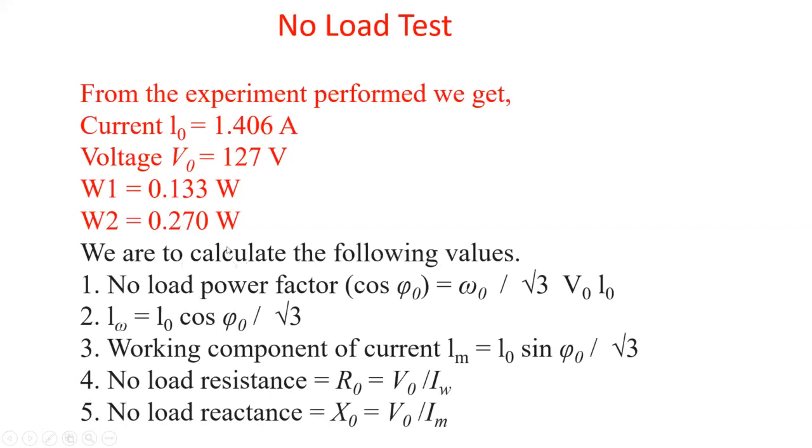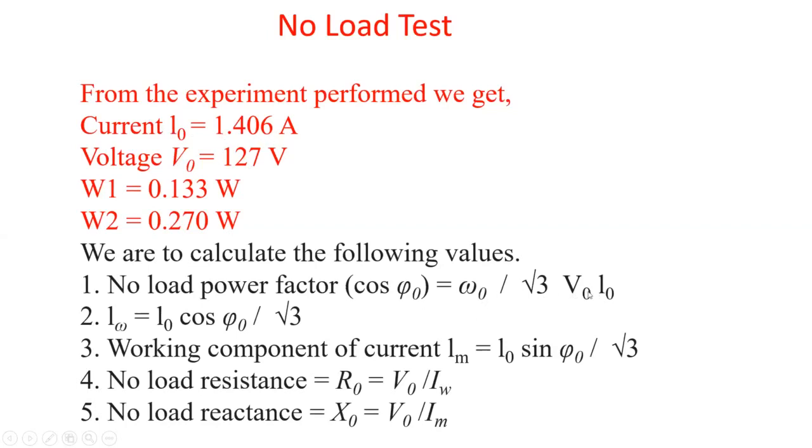What parameters will I be calculating from this? No load power factor. The no load power factor is given by cos phi 0, where cos phi 0 you can calculate as W0 divided by root 3 V0 I0. What is W0? W0 is the sum of these two wattmeter readings. So W1 plus W2 will be W0. So 0.133 plus 0.270, it will be 0.403 watt here, W0. Then root 3, V0 and I0 readings are there, V0 is 127, I0 is 1.406 ampere.